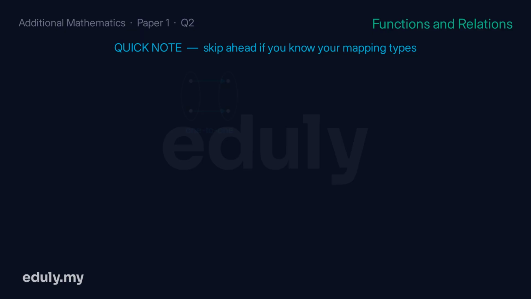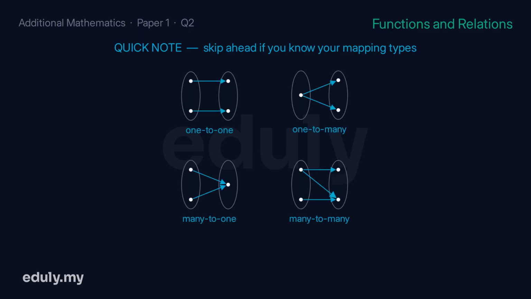Quick note: a relation is one of 4 types: one-to-one, one-to-many, many-to-one, or many-to-many. In our question, every object had its own separate image, so it is a one-to-one relation.